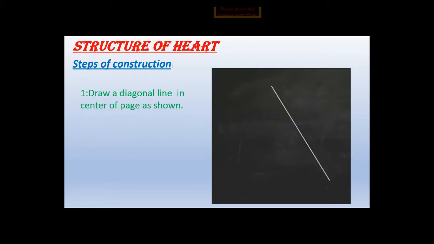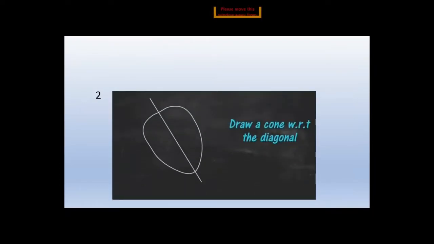Take the screenshot because these pictures will help you to draw the diagram in the easier way. And in the second step, you have to draw a cone with respect to the diagonal, right? With respect means as large as your diagonal line. So inside this diagonal line, you have to draw a cone. The cone must not be very small or very large, but keep this cone in this diagonal line.